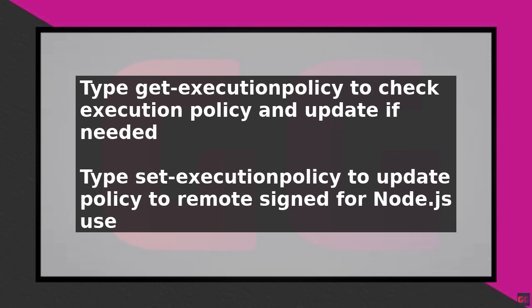Finally, type npm -v to check the version of Nodejs installed on your system. If the version is displayed, the installation was successful. With Nodejs installed, you can now use it in Visual Studio Code.